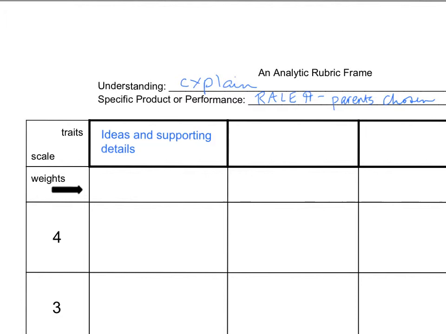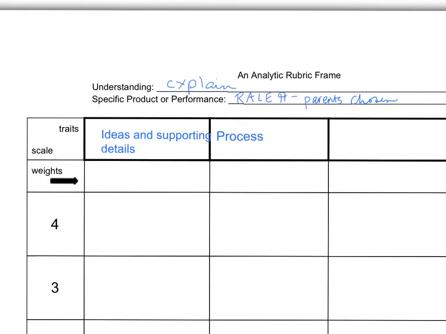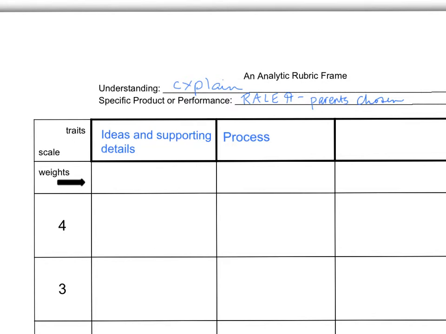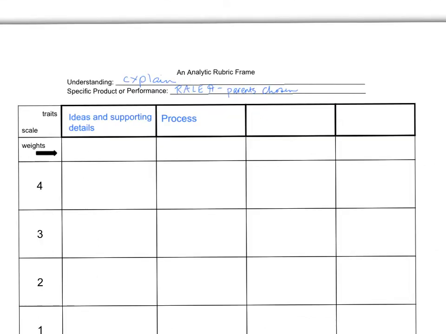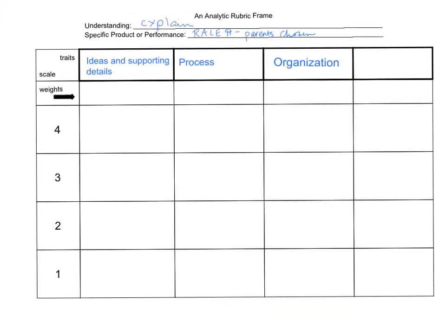My next column is where I want to focus on the process. And you know what? I think I'm just going to call that process. I think that is still in the students' vocabulary. I think they'll be able to make sense of that, so I'm going to leave it the way it is. And then the final column will be organization. For right now, I'm not concerned about the weights. I'll come back to that in a little bit.